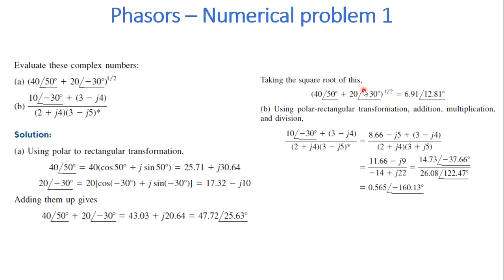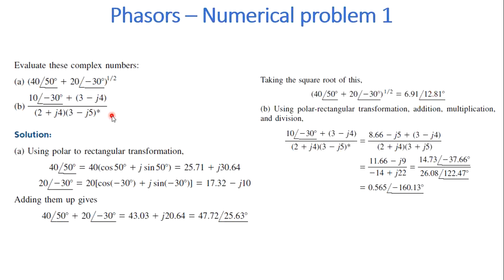Taking the square root of this, the root of 47.72 gives this, and the root of angle 25.63 is nothing but this angle divided by 2. So it is 6.91 with an angle of 12.81 degrees.